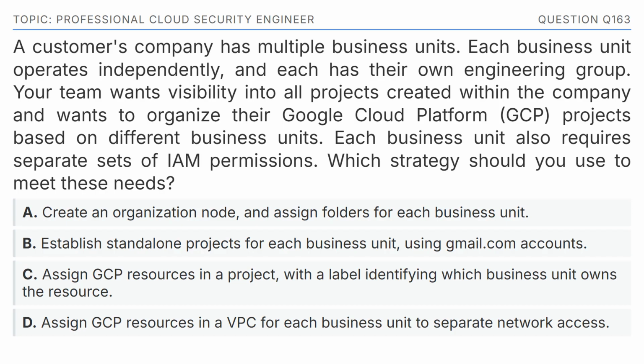The options are: Option A, create an organization node and assign folders for each business unit. Option B, establish standalone projects for each business unit using gmail.com accounts. Option C, assign GCP resources in a project with a label identifying which business unit owns the resource. Option D, assign GCP resources in a VPC for each business unit to separate network access.